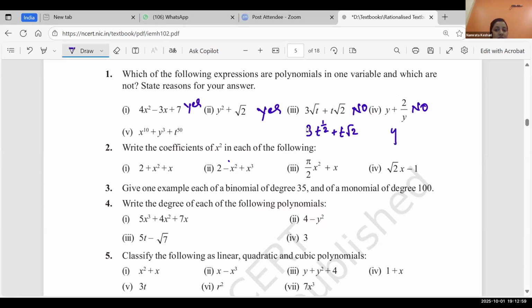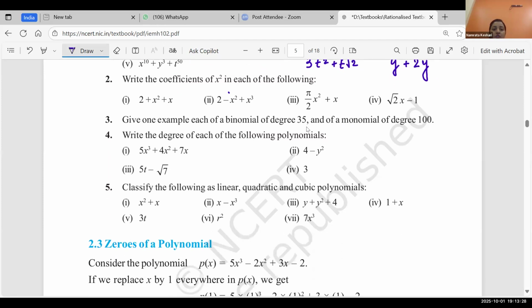Next one, 2 by y. The question is expecting you to show it. Why you said no? Show that it is 2 into y to the power negative 1, and again the exponent is not a whole number, hence not a polynomial. The last one: if you are saying it's not a polynomial, write that 3 variables are involved in this algebraic expression, so it's not a polynomial. Clear? Yes, ma'am.